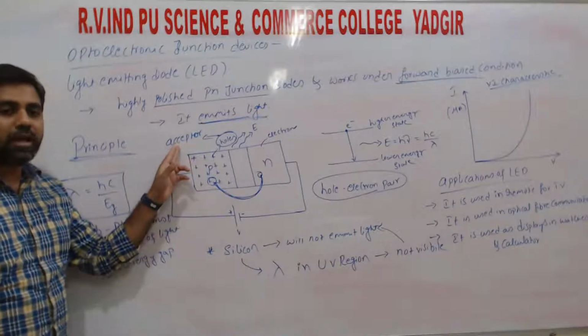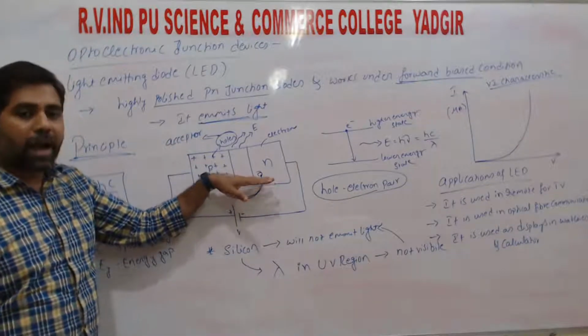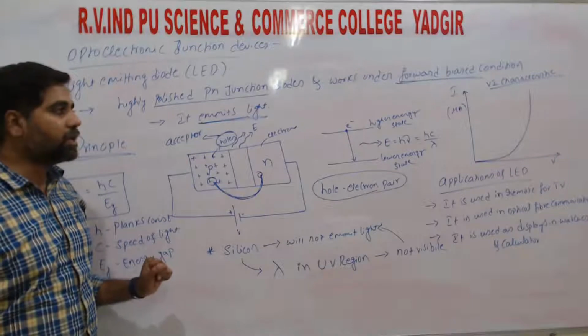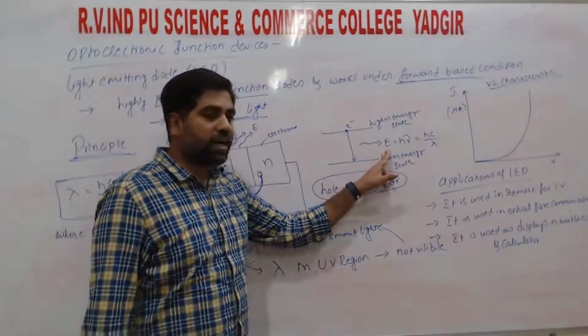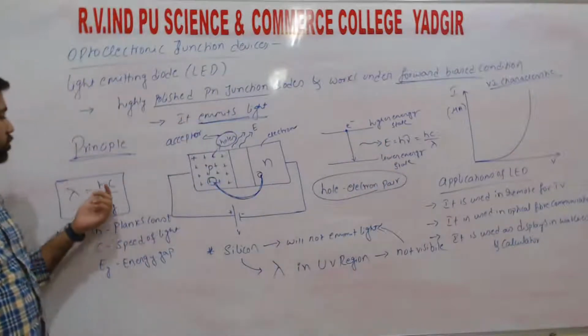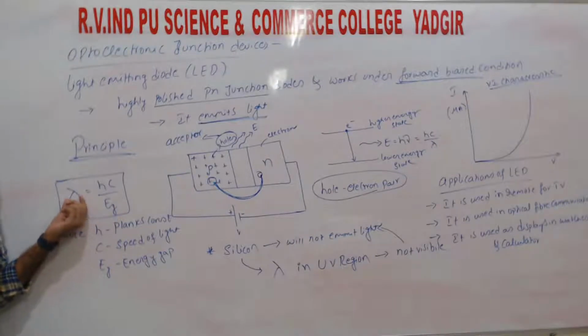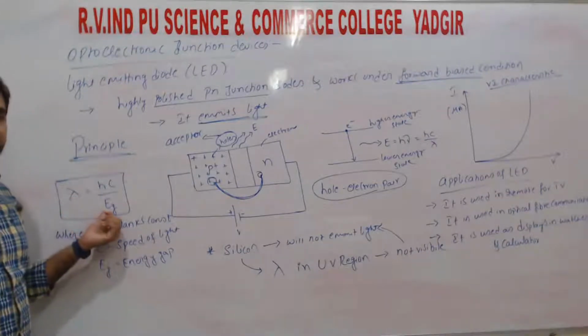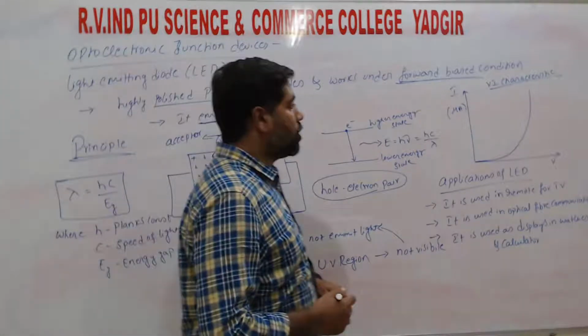As holes are the acceptor, during this process the electrons will shift from higher energy state to lower energy state. During this process it emits the radiation of the energy E, given by E equals hc divided by lambda. We need lambda because it emits the radiation lambda, so lambda can be written as lambda equals hc divided by Eg, right? It works under the forward bias condition.